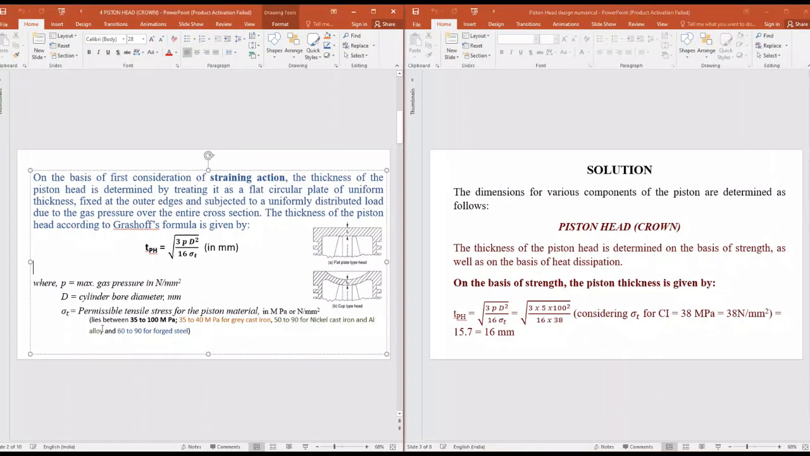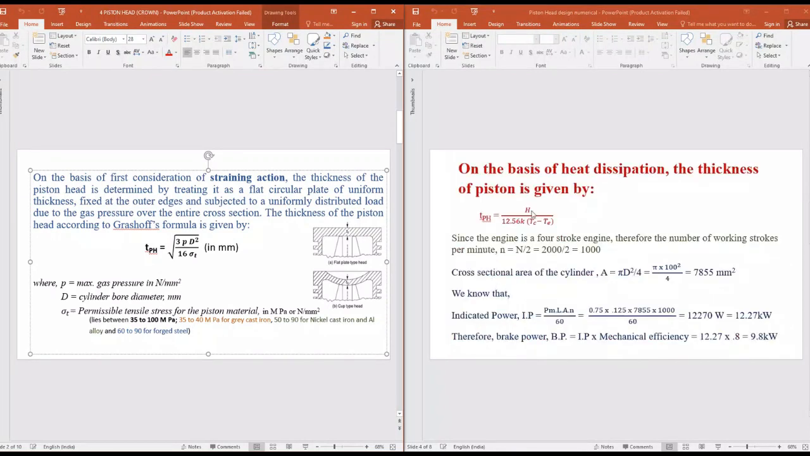Now, for cast iron, it is 35 to 40. You can see this portion here. Considering this, we have taken 38 megapascal, which is equal to 38 Newton per millimeter square. With this assumption, we found the thickness of the piston head comes out to be around 15.7 millimeter, or roughly you can assume 16 millimeter. We should always take the higher value for safety purposes.